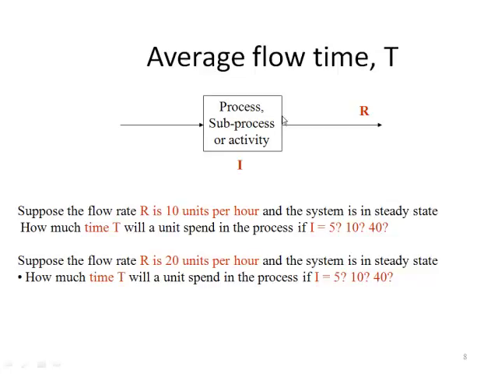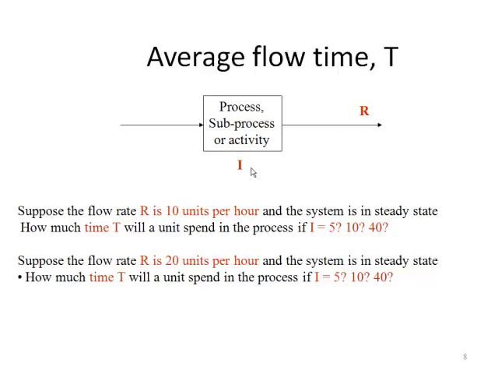Alternatively, if the flow rate is 10 per hour and the inventory is 10, it's going to take 1 hour to get through that inventory. If the inventory is 40, it's going to take me 4 hours to work through that inventory. Obviously, in a business situation, lower inventories are generally a better thing. So if I can support the same flow rate with less inventory, that's a generally good thing to see.